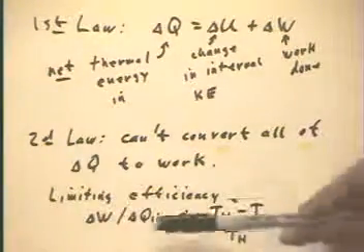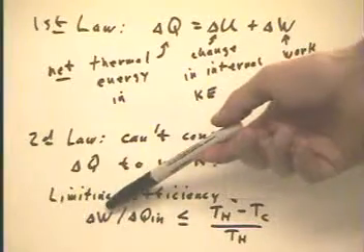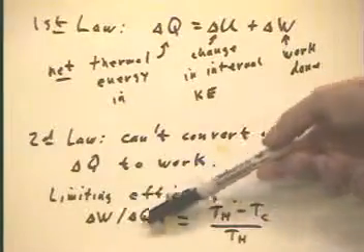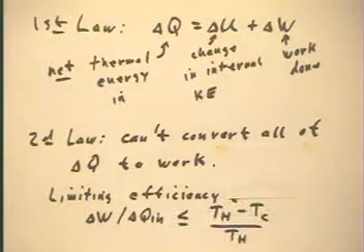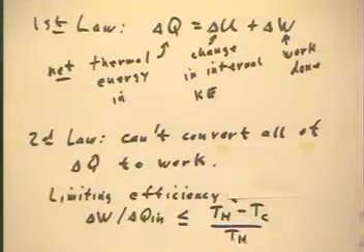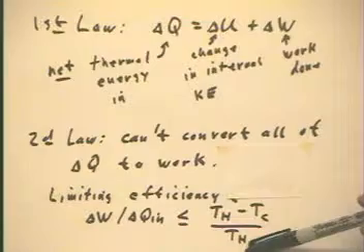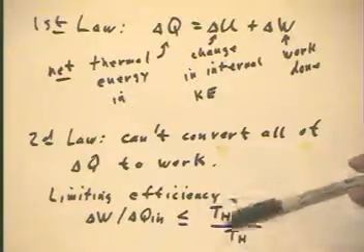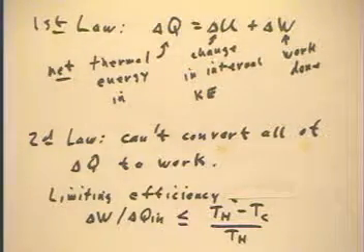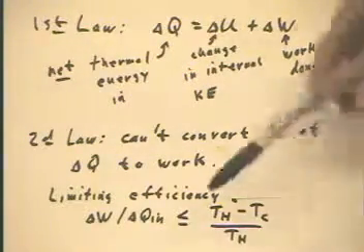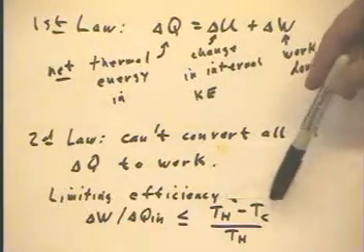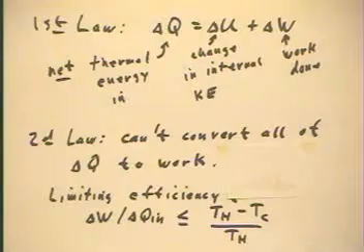And there's a limiting efficiency. Efficiency being defined as the delta W, the work done by the system, the area under the curve, in other words, divided by the delta Q that goes into the system, the thermal energy we put into the system. And that cannot be greater than TH minus TC over TH, where TH is the temperature of the hot reservoir. In the case of the bottle engine, that would be the temperature of the hot water. TC is the temperature of the room as we used it.